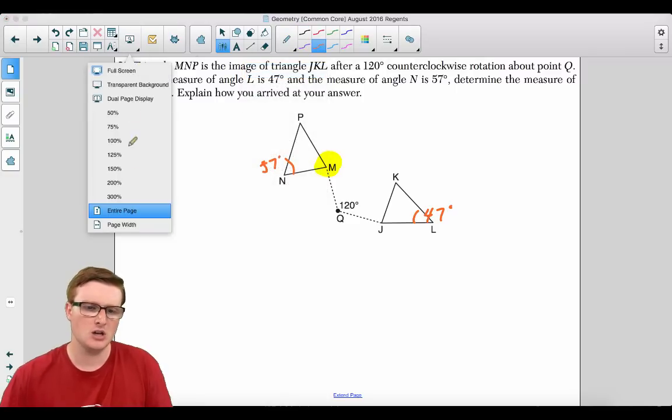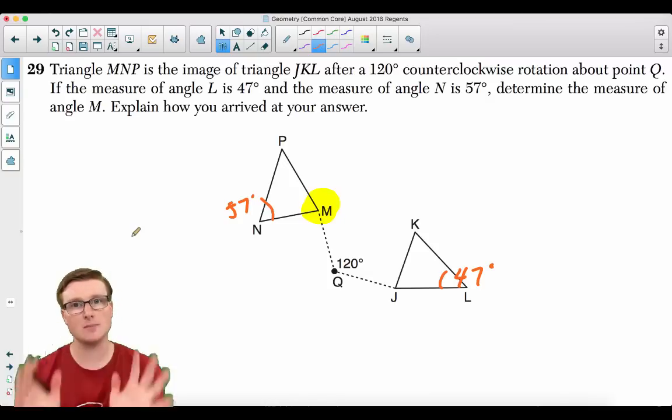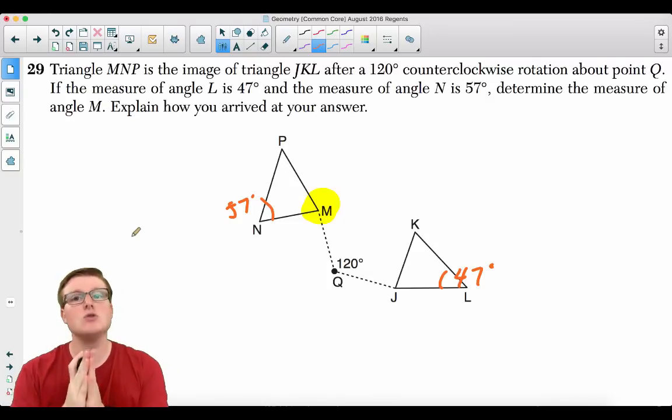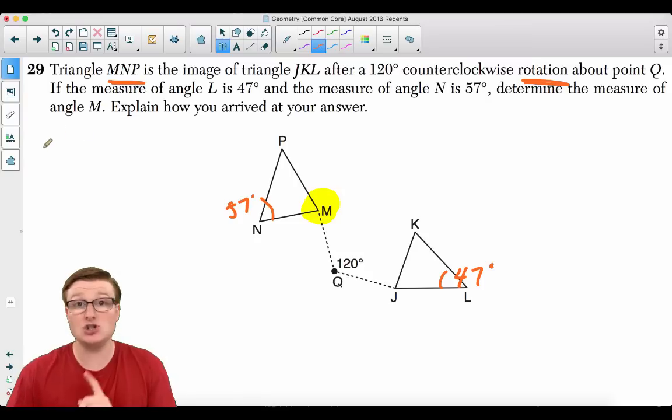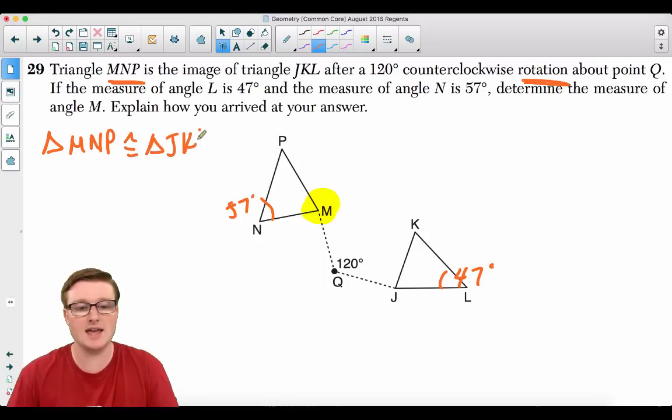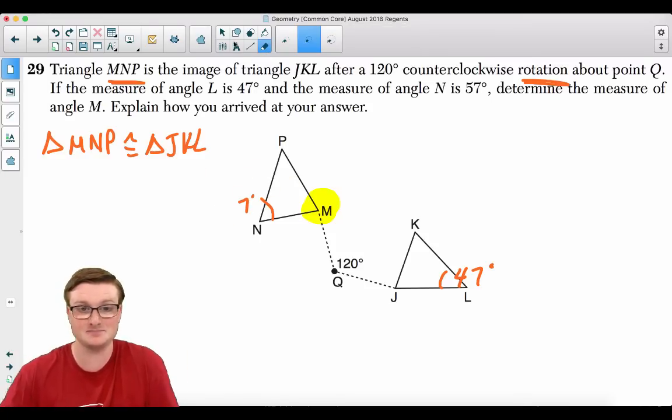So, I want to talk about a couple things here. A rotation was performed, okay? So, triangle MNP is the image of triangle JKL, and it was rotated. That indicates to you that triangle MNP is congruent to triangle JKL. And that's because a rotation is a rigid motion which preserves distance and congruency. So these two triangles are exactly the same.